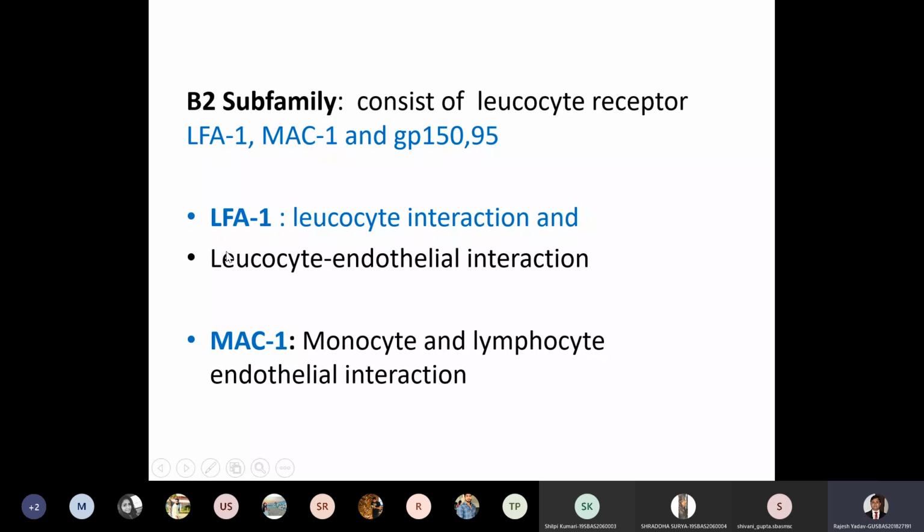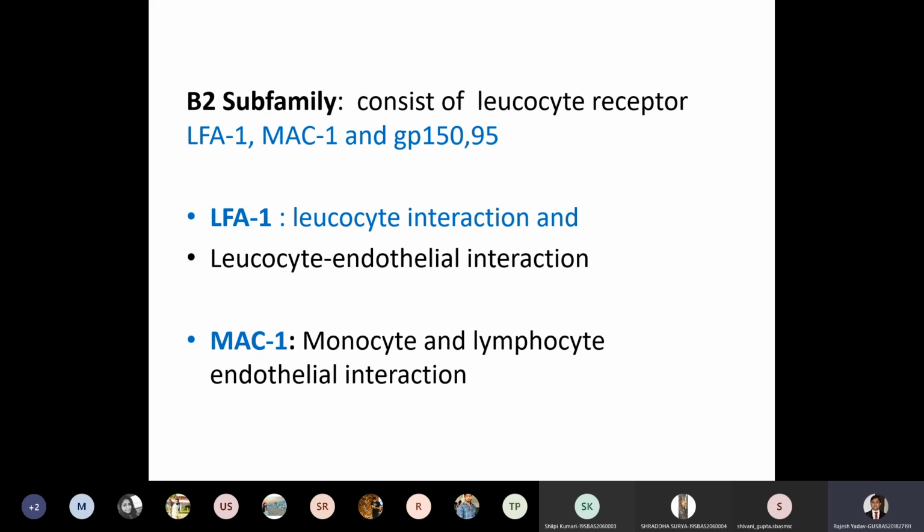So one of the important points we have discussed here is LFA1. It is called leukocyte interaction or leukocyte endothelial interaction. That means this LFA1 interacts with the WBC, and it will interact with the endothelial membrane of the blood vessels. So it can interact with the WBC and it can interact with the blood vessel endothelial membrane, or inside membrane. That is present in the blood vessel. So if it's present in the blood vessel, then definitely it will interact with the WBC and the layer of the blood vessels.